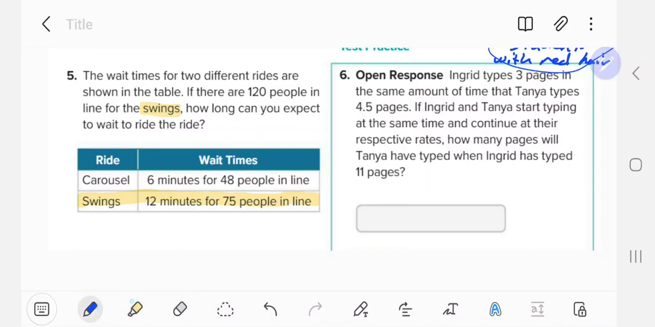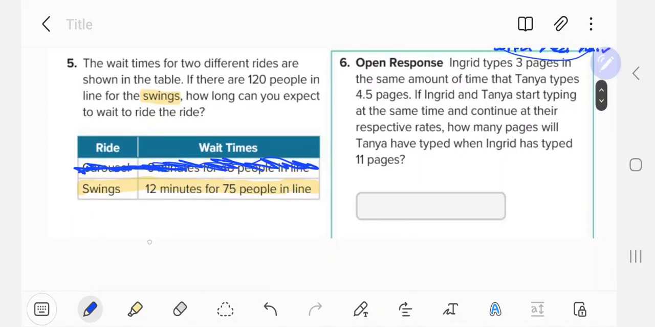We don't need that right now. Okay, so we're just focusing on the swings. It looks like we're comparing minutes to people in line. So how long it takes for a certain number of people in line. So let's get our proportion going. We're going to compare minutes to people in line. And that's going to be 12 minutes for 75 people.